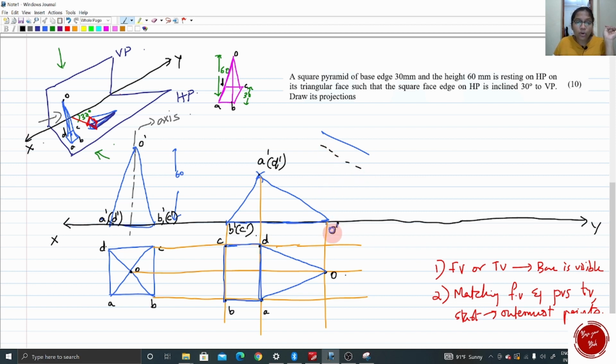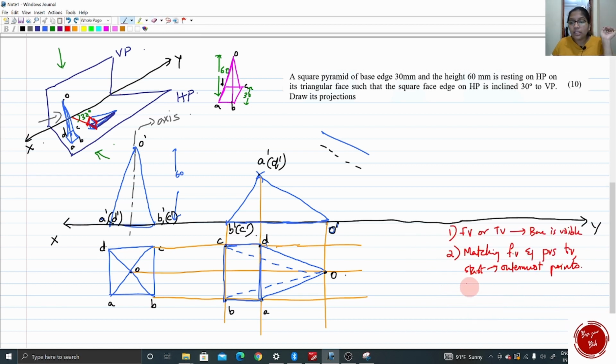So what is that? O dash B dash needs to be connected in dashed lines because it is invisible in the top view. Also the final edge O dash C dash is also on xy or nearer to xy, so it is also connected in dashed lines. So that is the third point you have to note down. While matching, nearer to xy or on xy, mark in dashed lines, and away from xy you have to draw continuous lines. Okay, so this condition is also ready, that is, it is resting on HP on its triangular face.